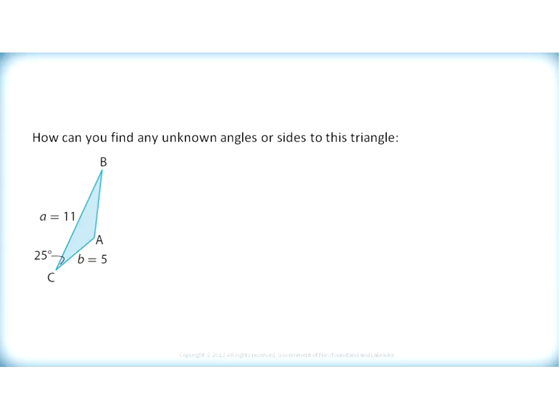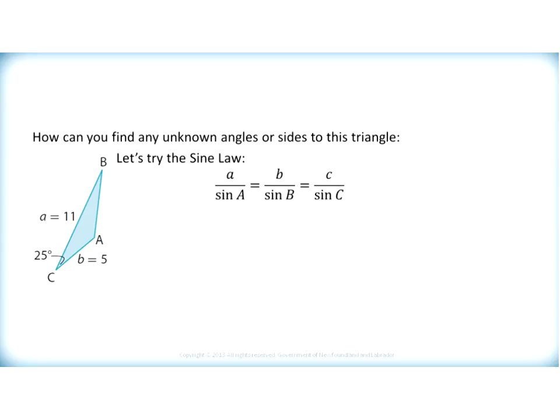Okay, so given a triangle such as this one, triangle ABC, how can you find any unknown angles or sides in this triangle? Let's try the sine law first. Let's see if we can get something out of the sine law. Remember, the sine law is a over sine A equals b over sine B equals c over sine C. Or it could be written with all of our ratios flipped from that, reciprocals. Let's fill in what information we have, though, from our diagram.